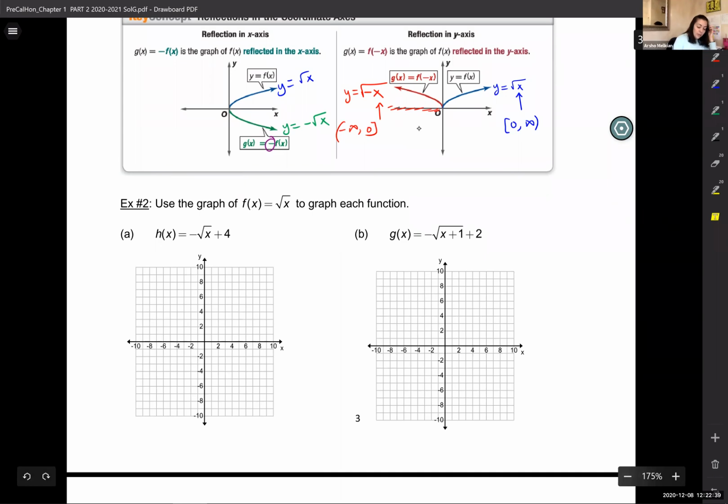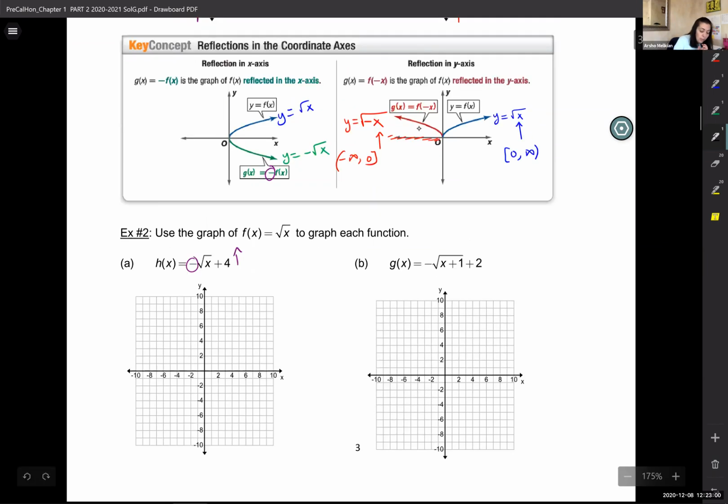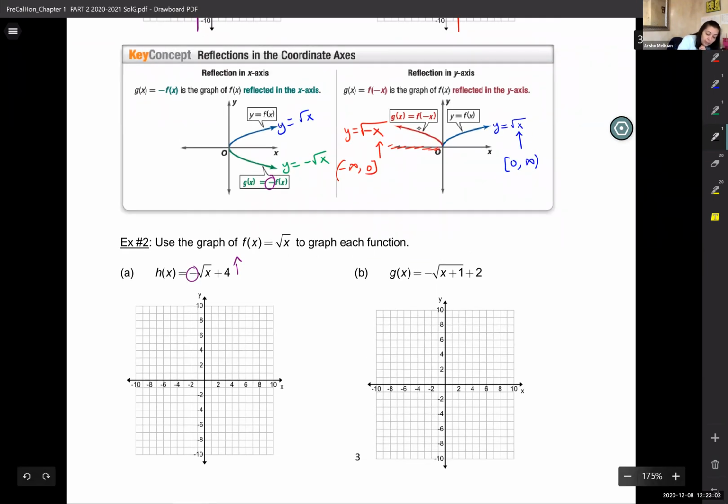Okay, so we're going to use the graph of root x to graph these. Okay, so what does this look like? First of all, it's translated up 4 units. And then this says a reflection. So first of all, what does y equals root x look like? Well, it looks like one of these, right? Here.